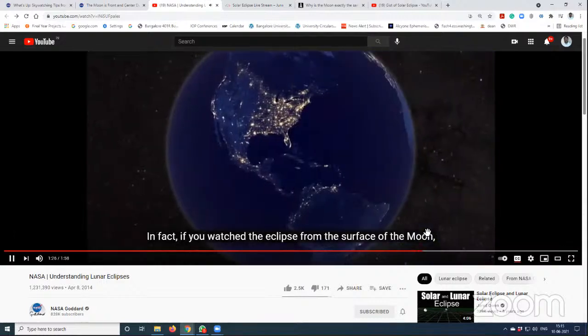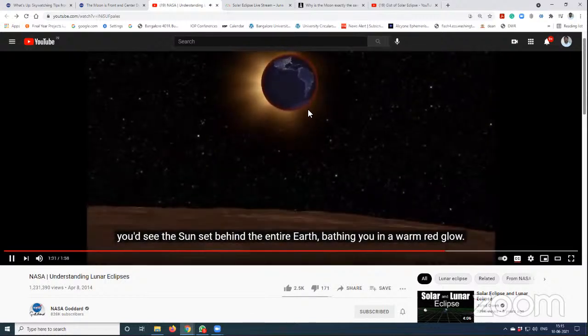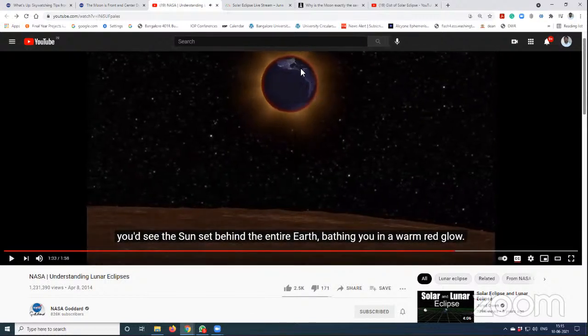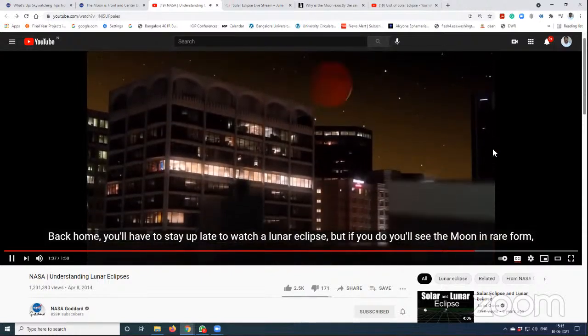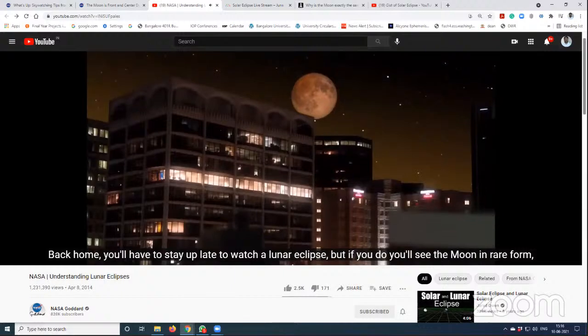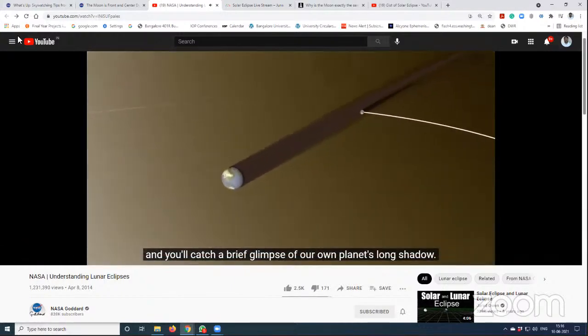In fact, if you watched the eclipse from the surface of the moon, you'd see the sun set behind the entire Earth, bathing you in a warm red glow. If you're watching the eclipse from the moon, where the Earth comes in between, you can see the color of the Earth's atmosphere as a reddish color. Back home, you'll have to stay up late to watch a lunar eclipse, but if you do, you'll see the moon in rare form, and you'll catch a brief glimpse of our own planet's long shadow.